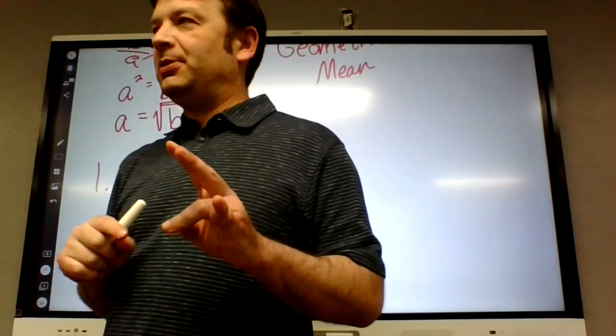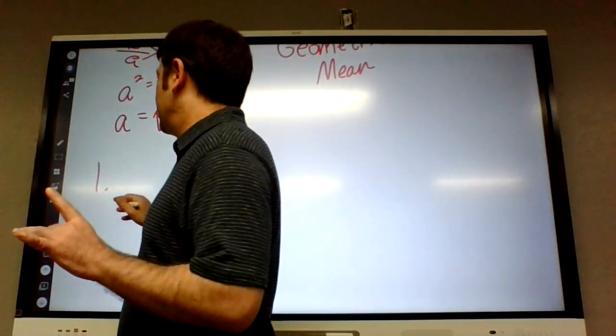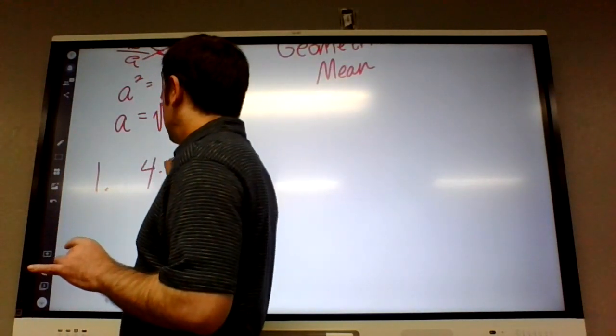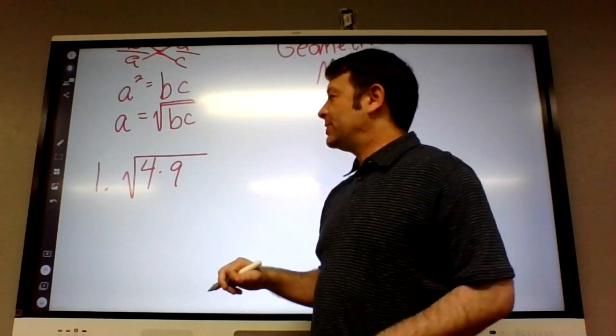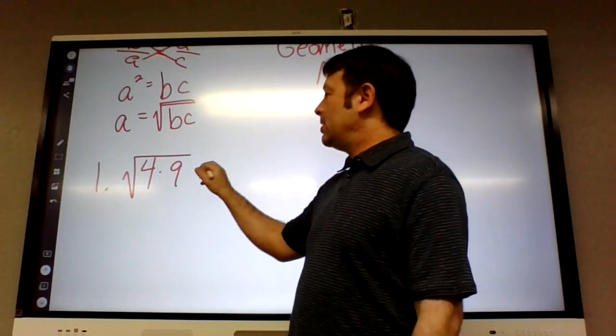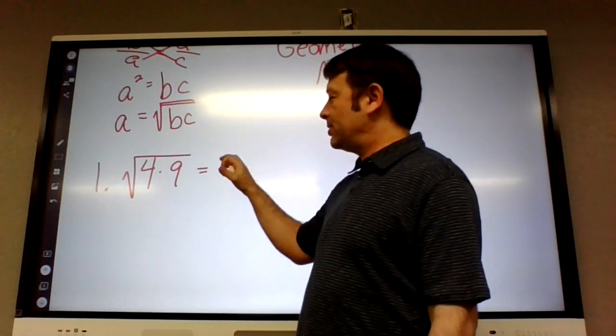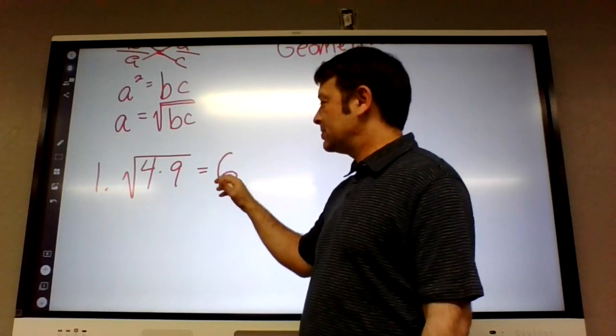So how did I just say we were going to do that? No, you got to times them. Okay, yeah, it's not really an average. It's 4 times 9 square rooted. 4 times 9 is 36. Square root of 36 is 6.